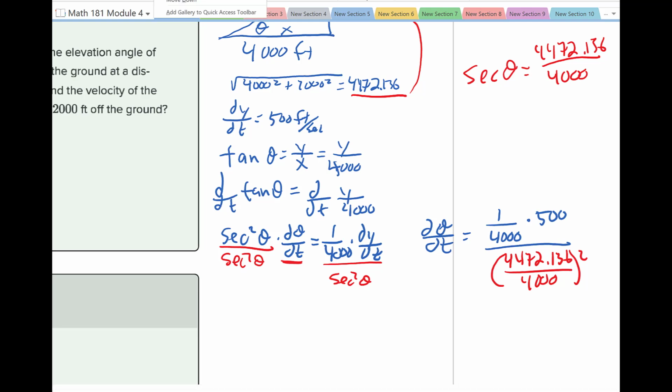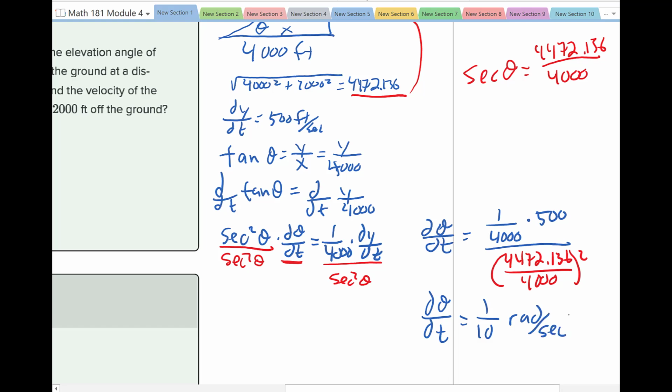So what does this give us? This gives us that our dθ/dt, the change of the angle with respect to time, is going to be, and I was really surprised by this answer, by the way, when I put it all in the calculator, it comes out to be 1 over 10 radians per second. That was pretty cool. Okay.